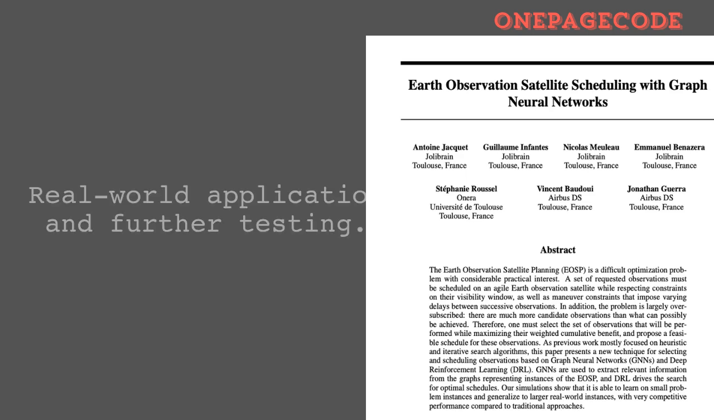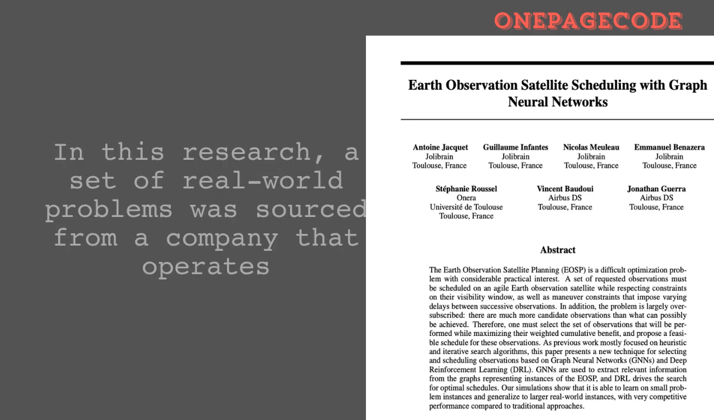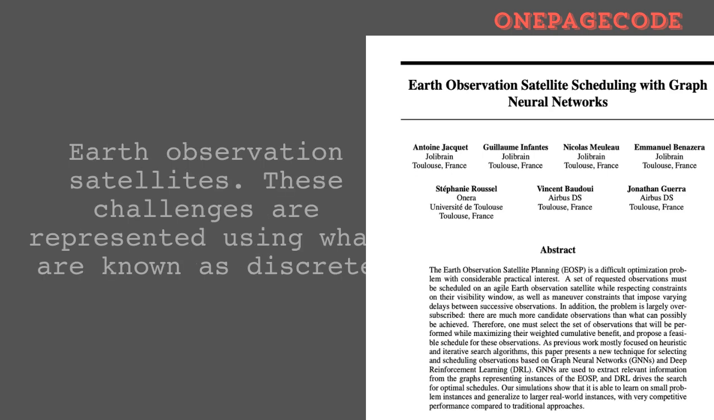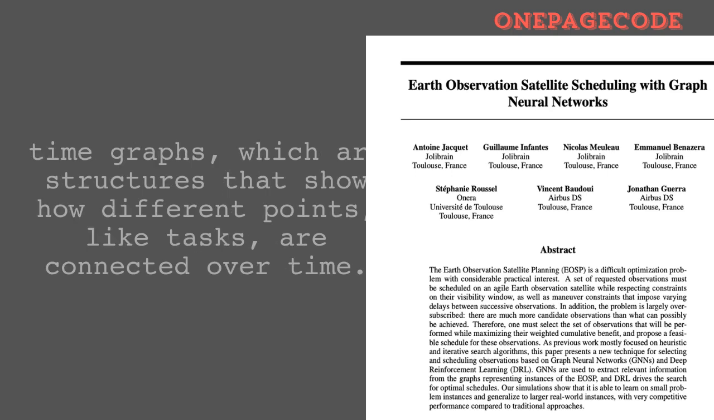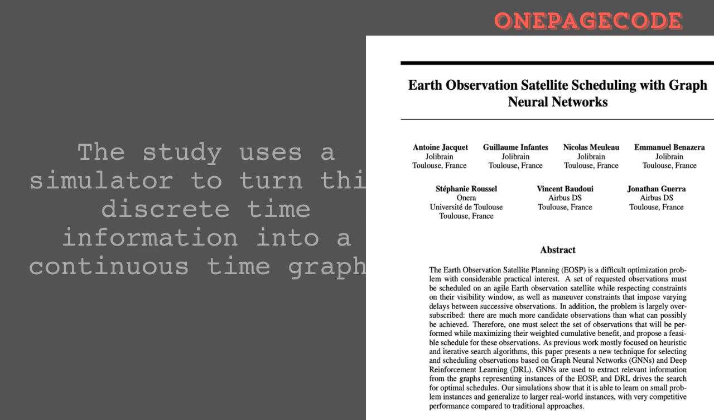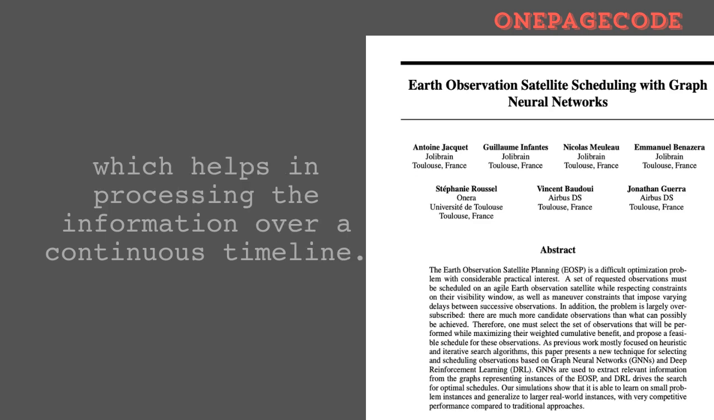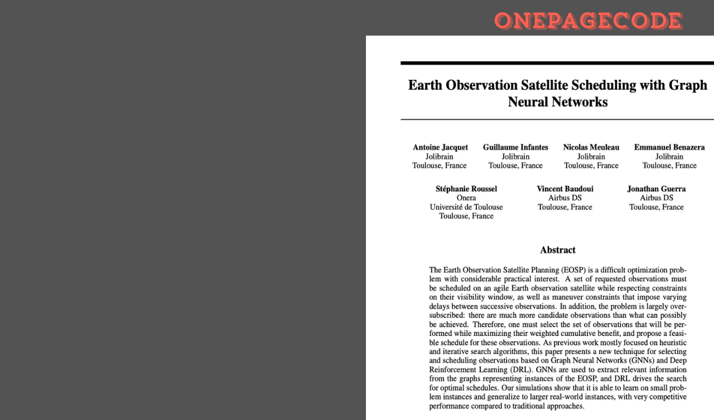Real-world application and further testing. In this research, a set of real-world problems was sourced from a company that operates Earth observation satellites. These challenges are represented using what are known as discrete time graphs, which are structures that show how different points, like tasks, are connected over time. The study uses a simulator to turn this discrete time information into a continuous time graph, which helps in processing the information over a continuous timeline.